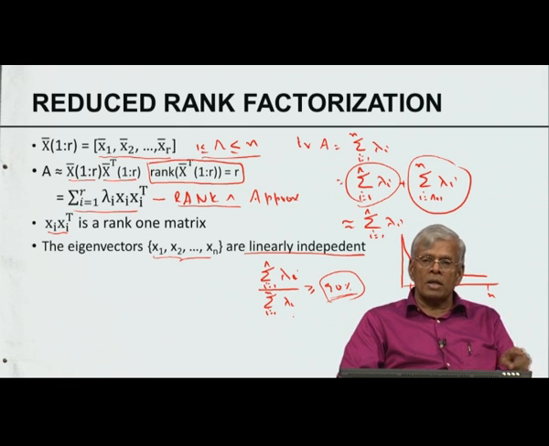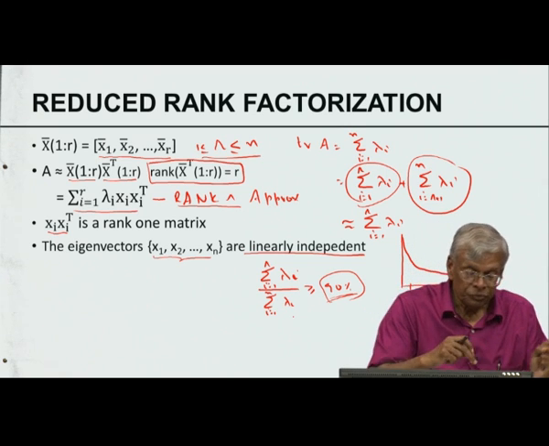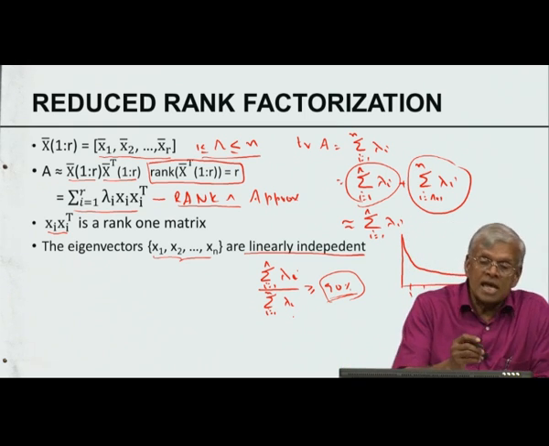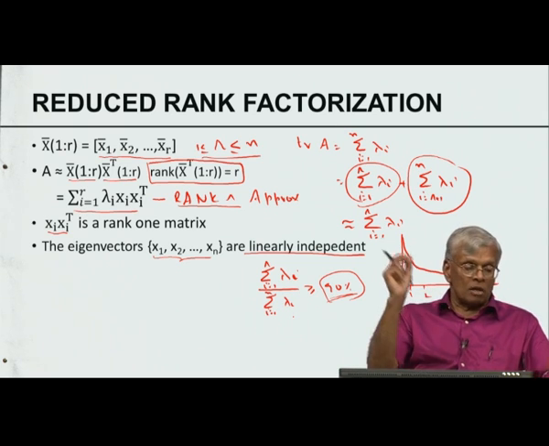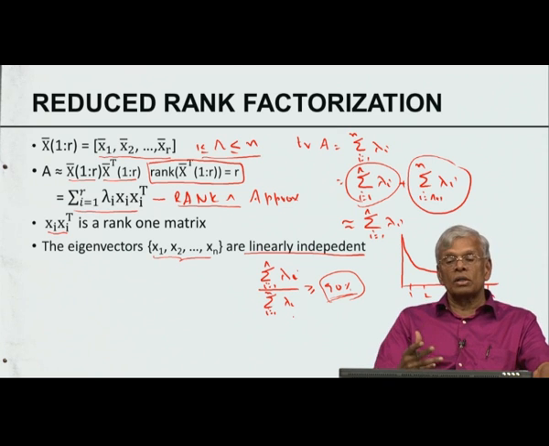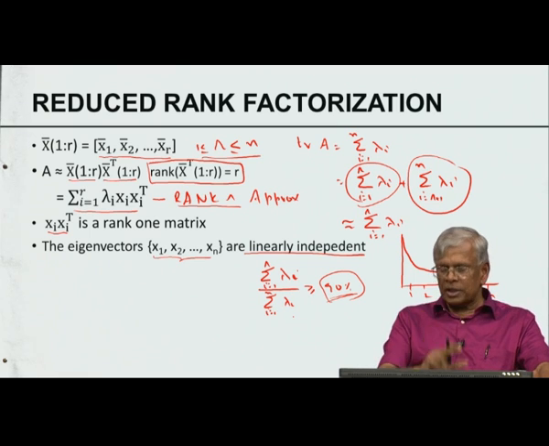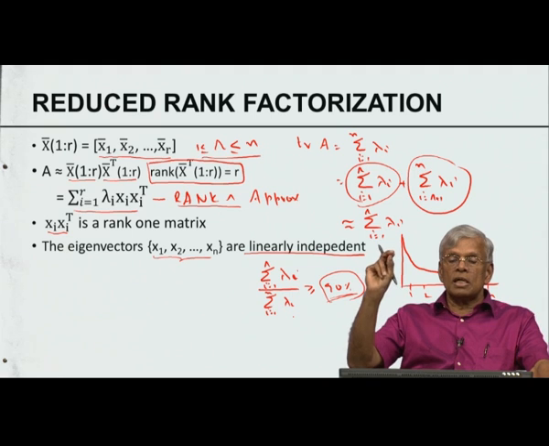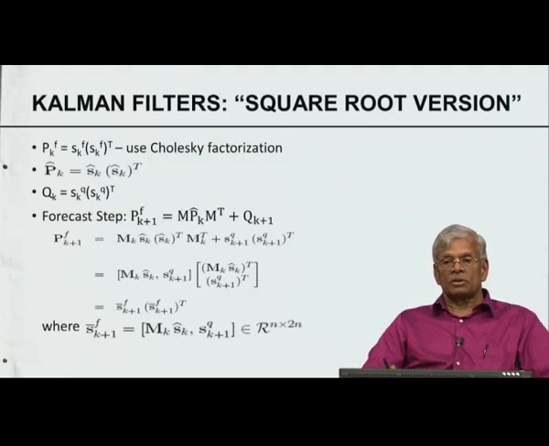Once I have the value of R, then I can pick the first R eigenvalues and consider an approximation to A. So A can be approximated by the product of two rank R matrices. That is called a reduced rank approximation to the square root. A reduced rank approximation is obtained by appropriately selecting the columns that go into the definition of the square root matrix.